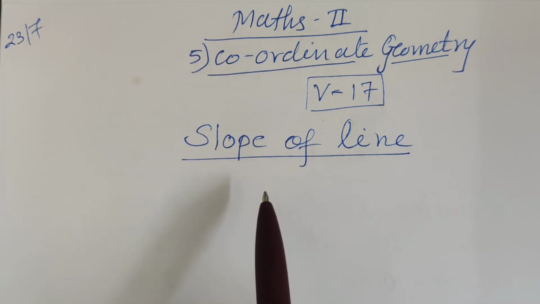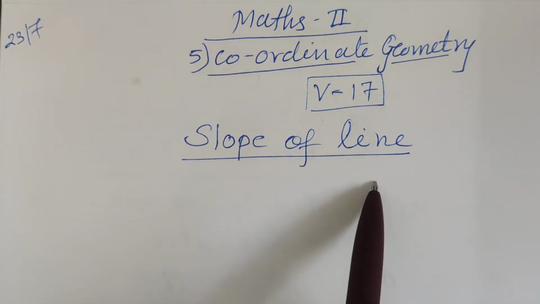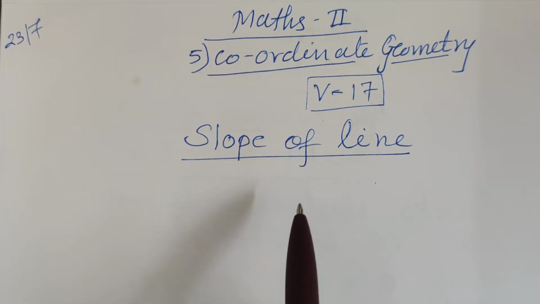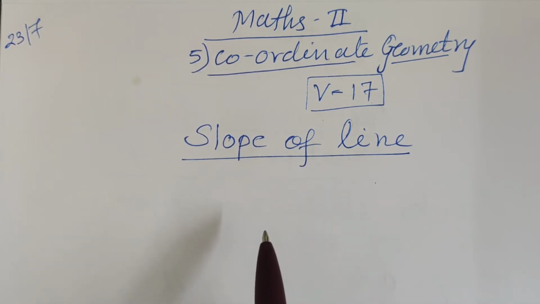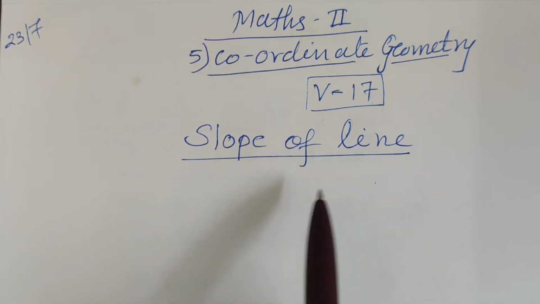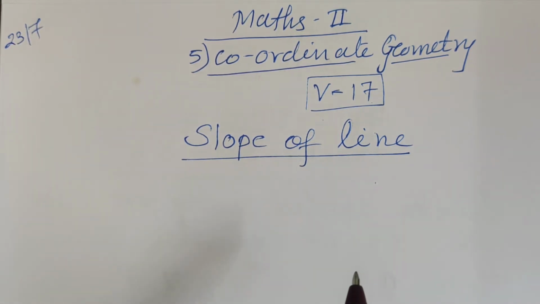Today we will see the next point of the lesson, that is slope of line. Till exercise 5.2 we completed the lesson. Distance formula was the first topic of the lesson. Then we finished the section formula, midpoint formula, centroid formula and related examples. Now today we will see the next point, that is slope of line.